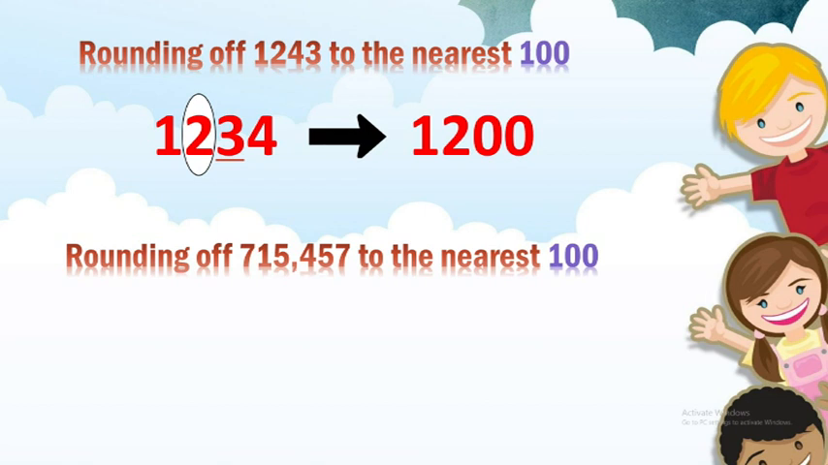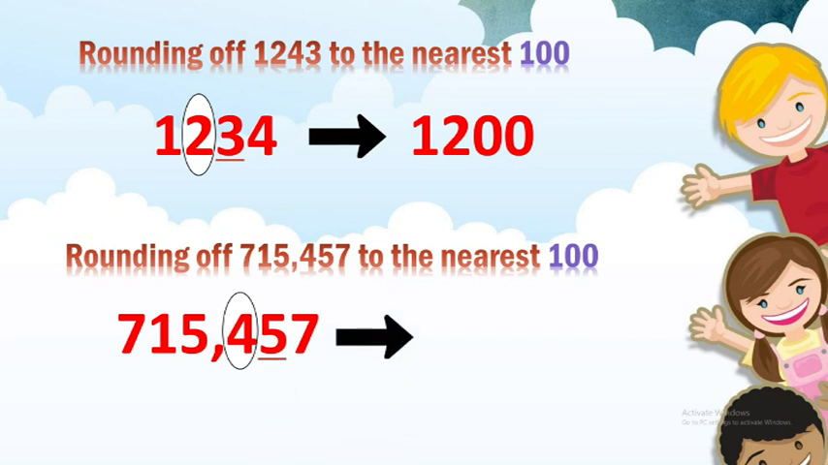715,457. In this number also, first you have to find the place value. Which number is in the hundreds place in this number? Very good, 4. So you have to circle 4. Which number is next to 4? Very good, 5. So you have to underline 5. Okay, students, can you round off this number to the nearest 100 and tell me the answer? Okay, let's see the answer.